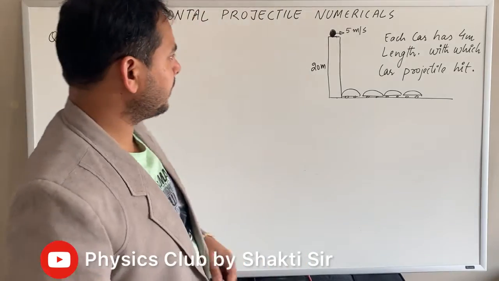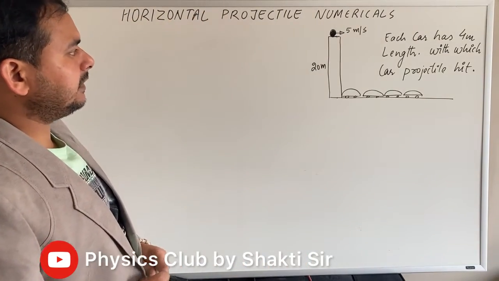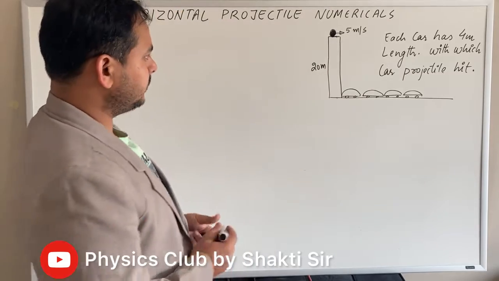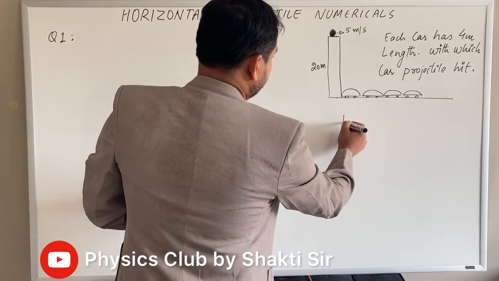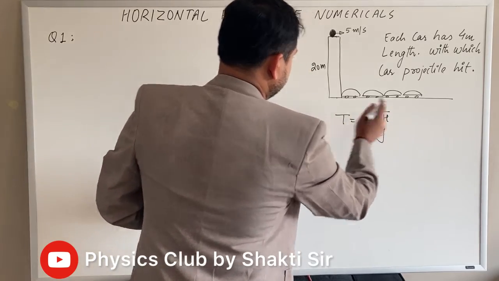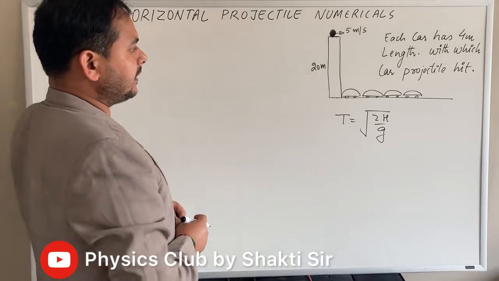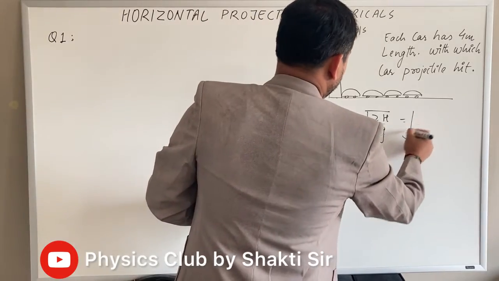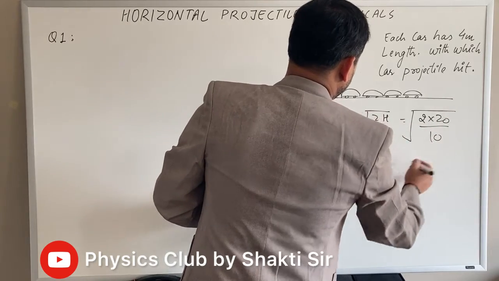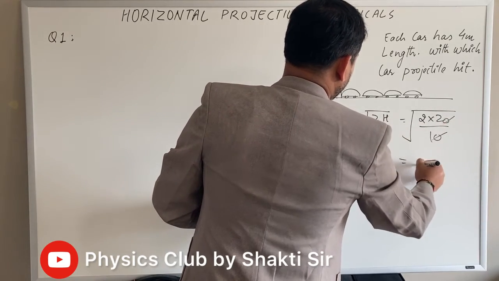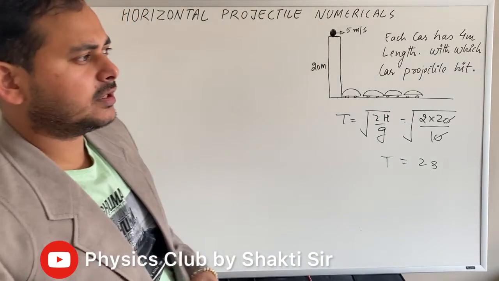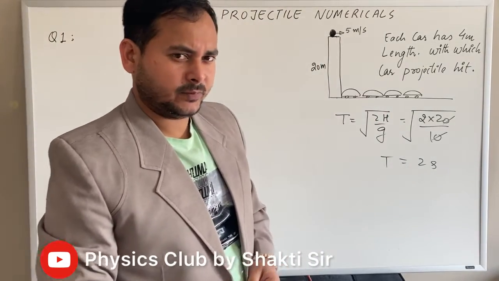Firstly, we will calculate the time taken by the projectile to reach the ground. The very basic formula for time in horizontal projectile is square root of 2h upon g. So this is the time taken. Let's put the numerical values: 2 into 20 divided by 10, it comes out to be 2 seconds. So the time taken by the projectile to reach the cars is 2 seconds.